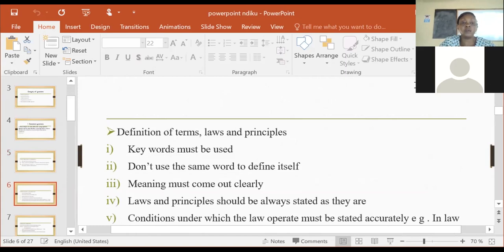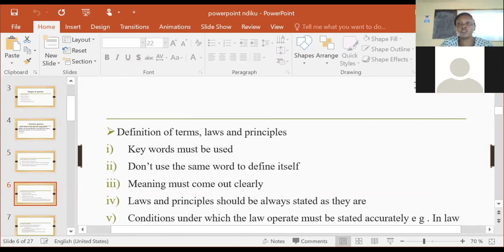When we are defining terms, this is also in the statement questions, defining terms or principles, then the keywords must be used. Don't use the same word to define itself. The meaning must come out clearly.